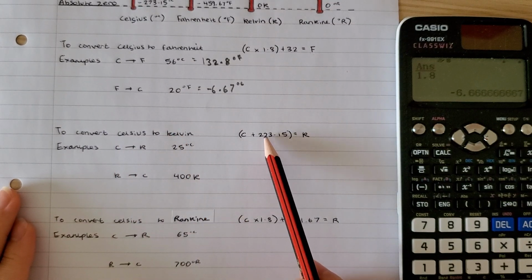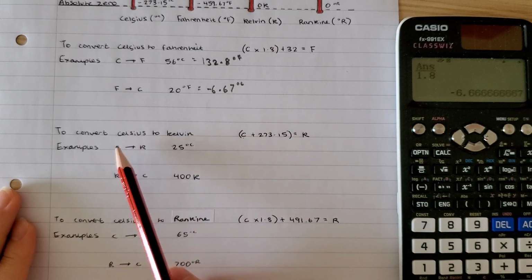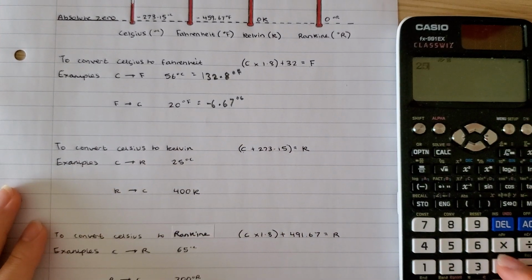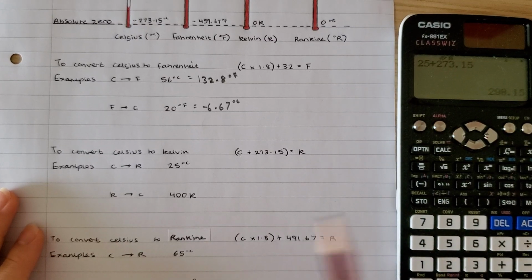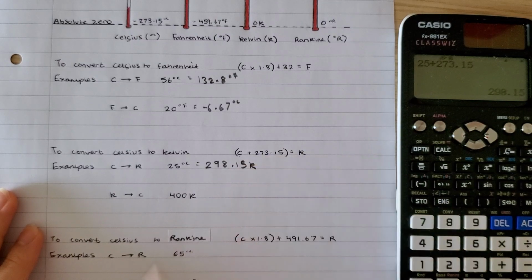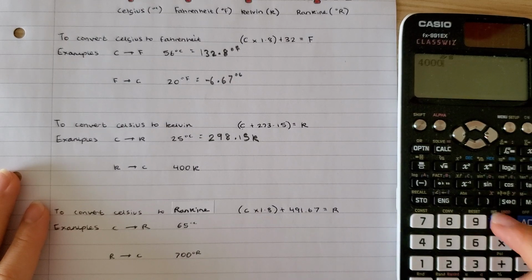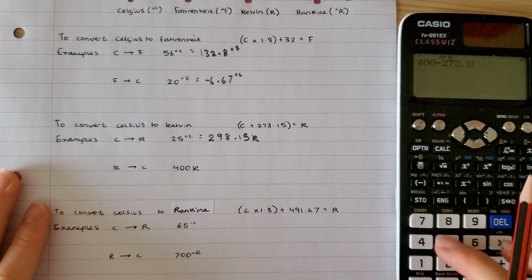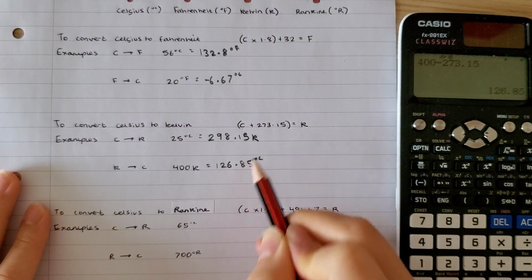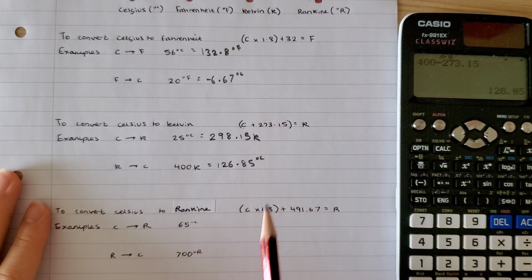We just add 273.15 to the Celsius to get Kelvin. So from 25 degrees Celsius plus 273.15, so 25 degrees Celsius is equal to 298.15 Kelvin. Same again from Kelvin to Celsius, 400 minus 275.15 gives you 126.85 degrees Celsius. So to get back, you just do the inverse of this formula.